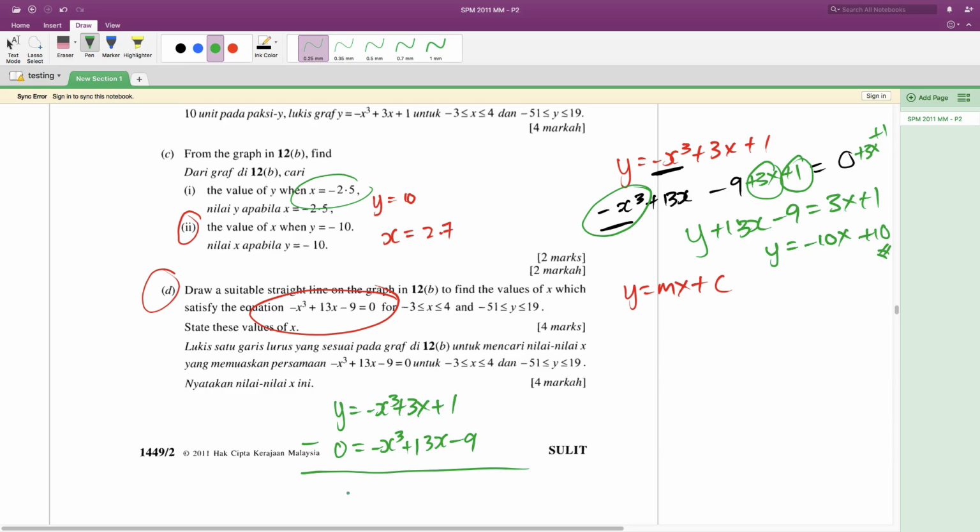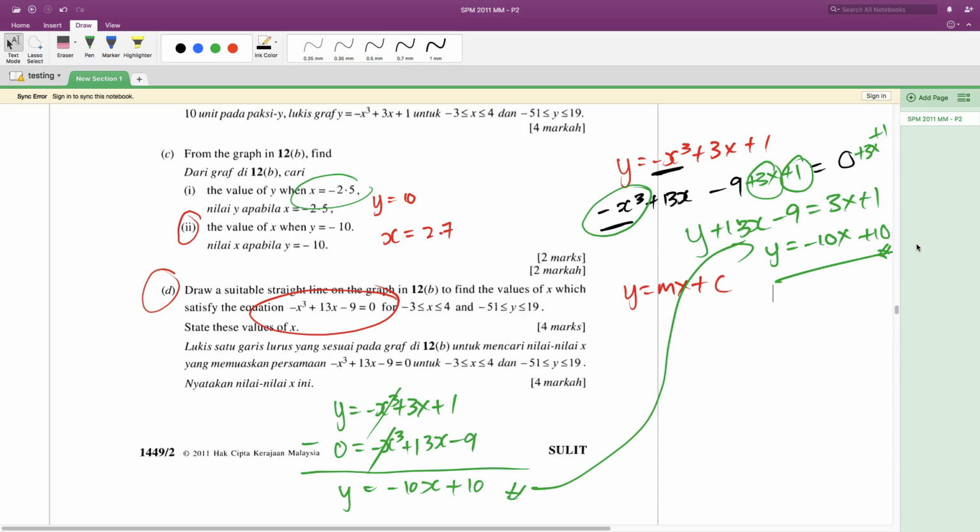So y minus 0, I get y. This one minus this one, gone, is 0. And then 3x minus 13x is negative 10x. Negative 1 minus negative 9, positive 10. So you see, exactly I get back the same equation here. But depending on which method you like to use, both methods should be fine.